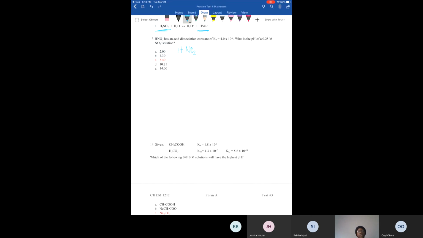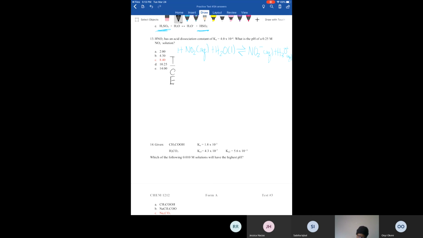Also, you know it's a weak acid if it's not strong. There's only a limited number of strong acids. Everything else is weak. And it also gives you the Ka. So that's a signal that it's not going to dissociate completely. So HNO2 plus water gives you NO2 minus aqueous plus H3O plus. That's also aqueous. So now ICE.